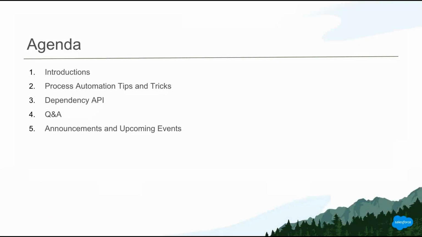The agenda, we're going to do a quick round of introductions. Then we're going to talk about process automation. Then we're going to talk about the Dependency API. Q&A, we like to keep this kind of conversational. So as you all have questions during the slides, feel free to ask. Otherwise, hold questions till the end, but either way, it's fine. And then at the end, we're just going to wrap up with some announcements and upcoming events.